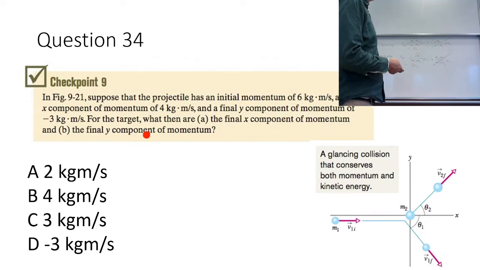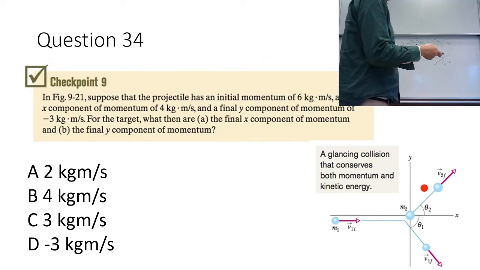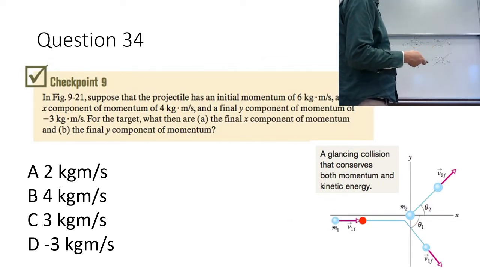Okay, what about the final y component of this ball here? Yeah, 3, because the initial y is 0, right? It's moving along the x-axis. There's no y component. So this is minus 3 in the sense it's going down. So this has to be plus 3.